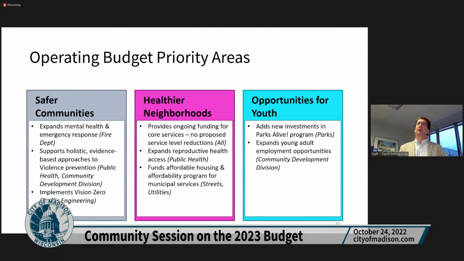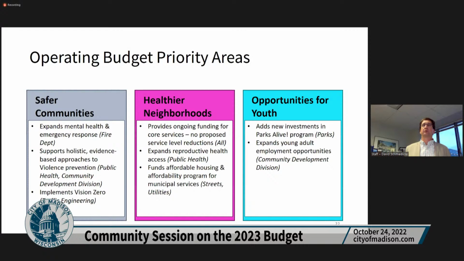And then there's also a priority area in the budget around opportunities for youth. The city started what's called a Parks Alive program this past summer on a pilot basis to really provide much more programming for all residents of Madison in our parks. And this provides a permanent program coordinator in the upcoming budget, as well as support funding for that effort. And the budget also expands young adult employment opportunities through contracts with nonprofit organizations to help connect young adults with jobs. And this is really seen as an area where additional resource investment is necessary.